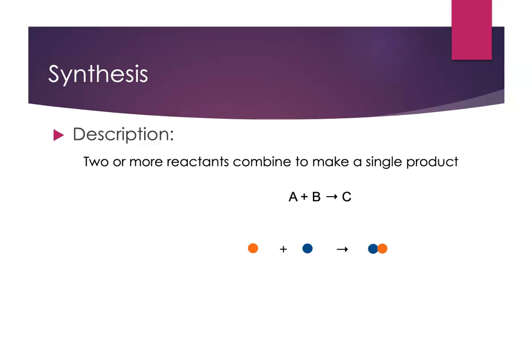We can look at it from a particle level diagram, a visual representation, and we can actually look at an actual example. 2 atoms of potassium can react with a molecule of chlorine gas to make potassium chloride.